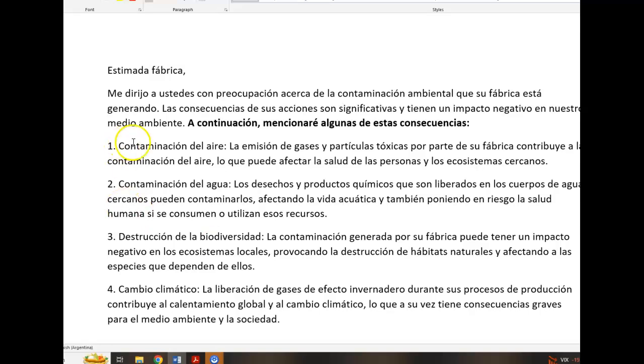So, for example, la contaminación del aire, air pollution. La emisión de gases y partículas tóxicas por parte de su fábrica contribuye a la contaminación del aire. This is a fact. This is a statement, right? That the emission of gases and toxic particles on the part of the factory contributes to air pollution. How would I change that into the subjunctive mood?